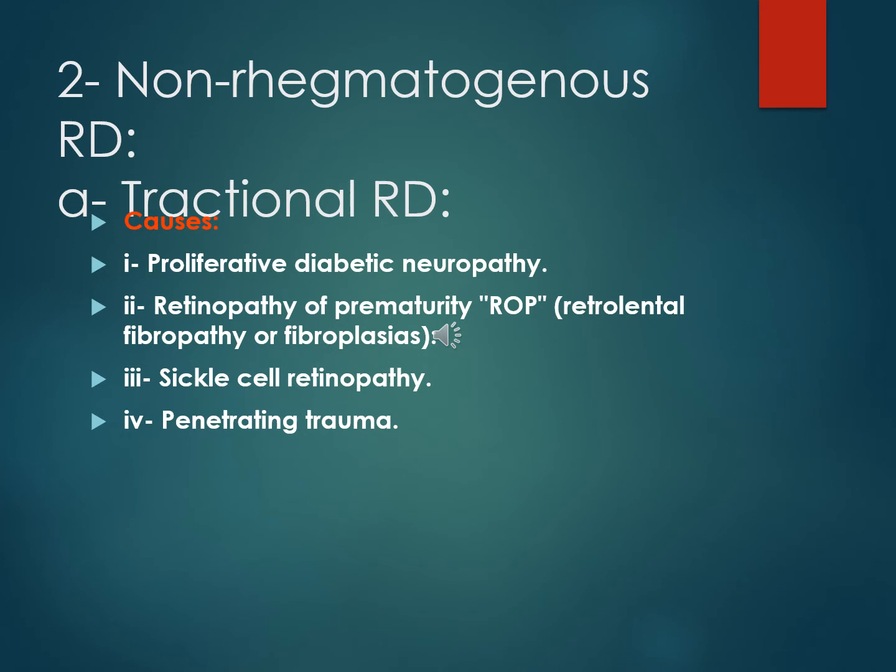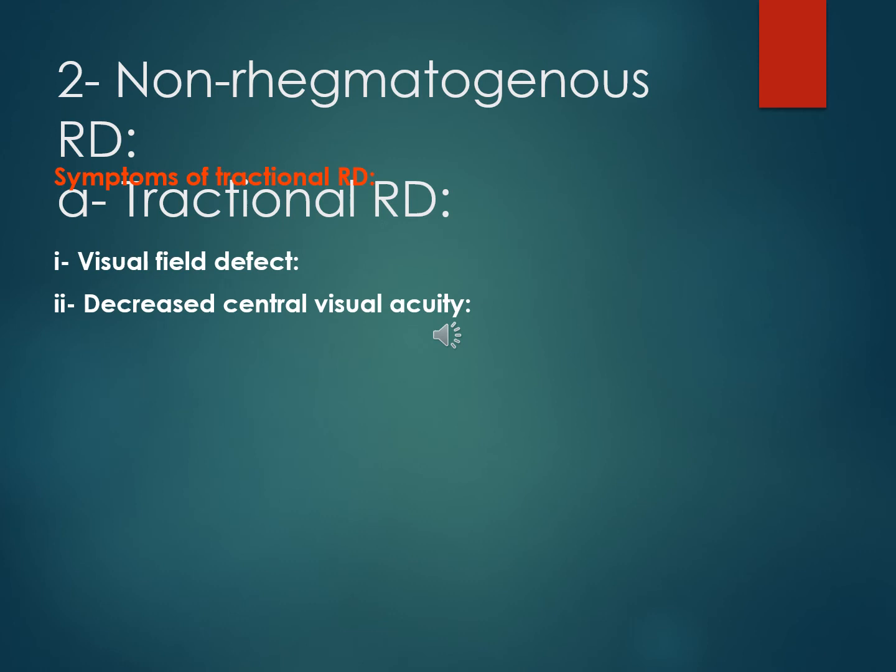tractional retinal detachment. Regarding symptoms of tractional retinal detachment, here I don't have a break, so there is no photopsia and floaters. The presence of photopsia and floaters occurs with the presence of a retinal break. So here we have no retinal break, so there is no photopsia and floaters, but we will have loss of visual acuity. Central loss of visual acuity of course if the traction involves the macula, or we may have visual field loss if it is peripheral.